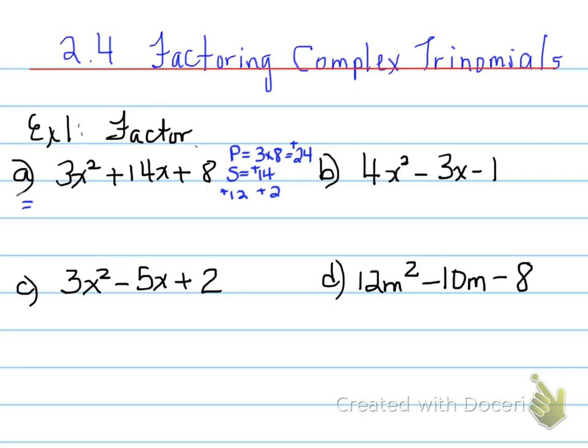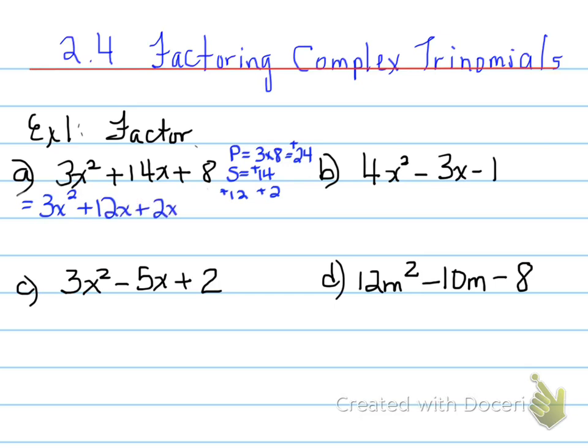Decomposition is the breakup. So we're unfoiling the question. So basically we're getting the question that's just before this, before we collected the like terms when we foiled it. So that is, we need to break up 14x into two pieces. What two pieces? We're going to break them up into 12 and 2, the two numbers that we found.